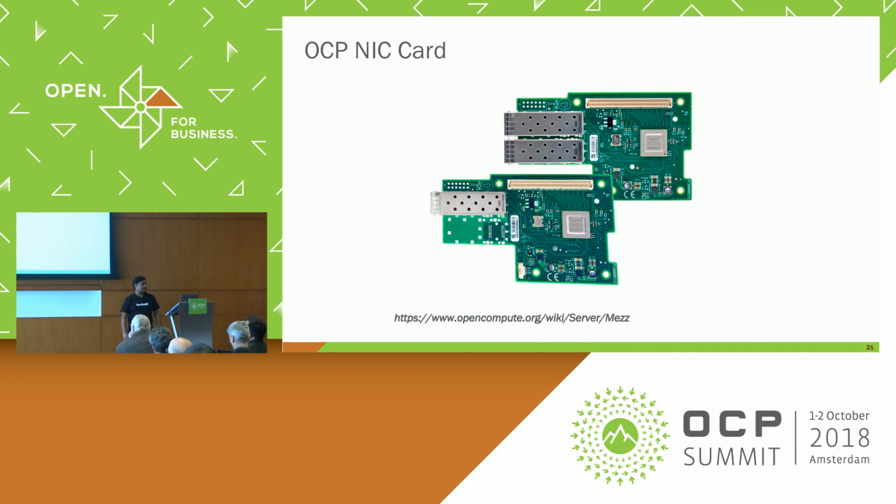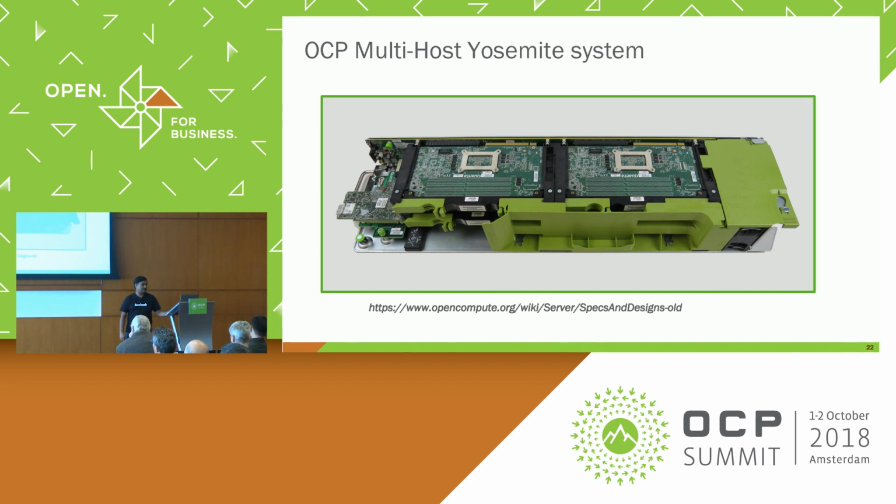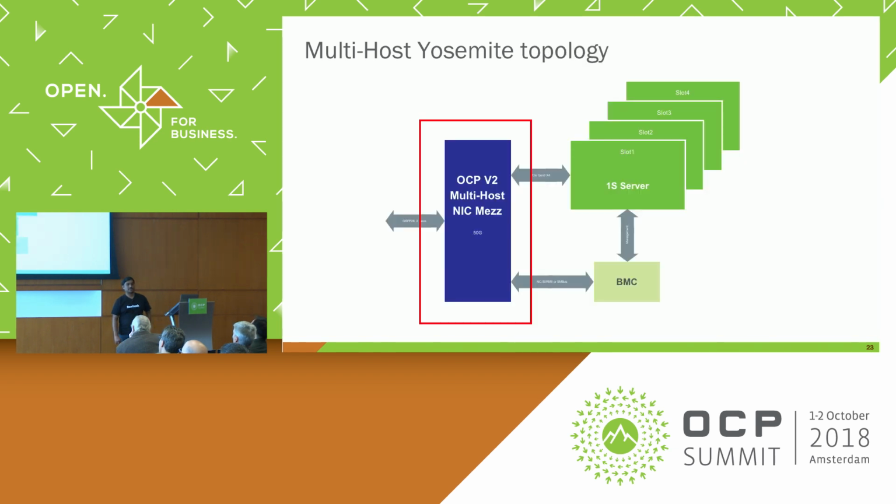The last one is about OCP NIC card. NIC cards have become so smart, and they are pretty complex these days, especially in systems with multi-host. There are 4 hosts sharing one NIC, as the topology shows here. So 4 instances of operating system, 4 servers, and a BMC sharing a single NIC. So that NIC becomes so important.